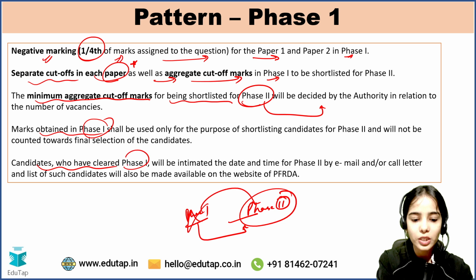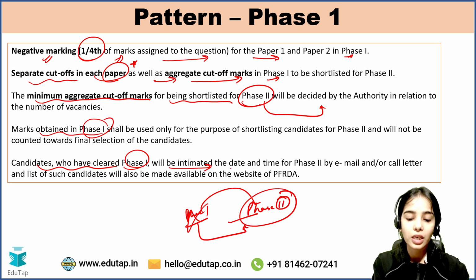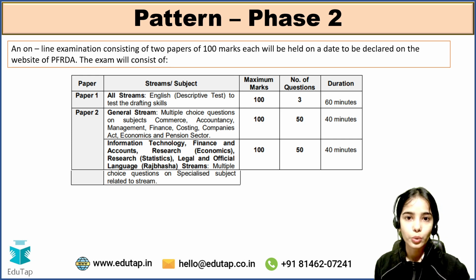Candidates who have cleared phase 1 will be intimated the date and time for phase 2 by email or call letter and such. Okay, next is phase 2. Now we have discussed phase 1. Now coming to phase 2.